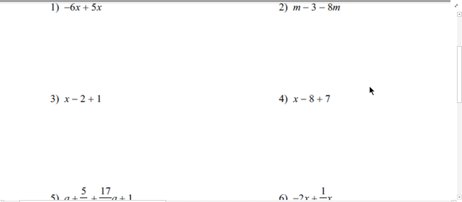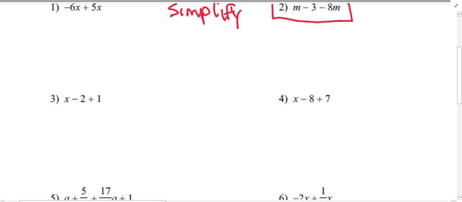Okay, in this video we're going to take a look at some one-step equations and combining like terms and distribution. So let's go ahead and get started. First set of directions here on number 1, it just basically says to simplify. So we're not going to solve because there's no equal sign. We're just going to combine like terms. Let's do the even ones.